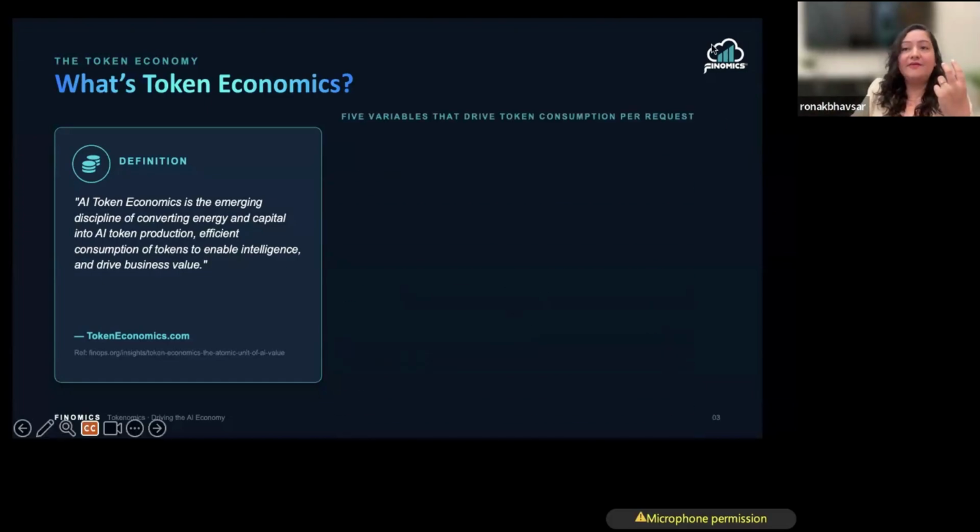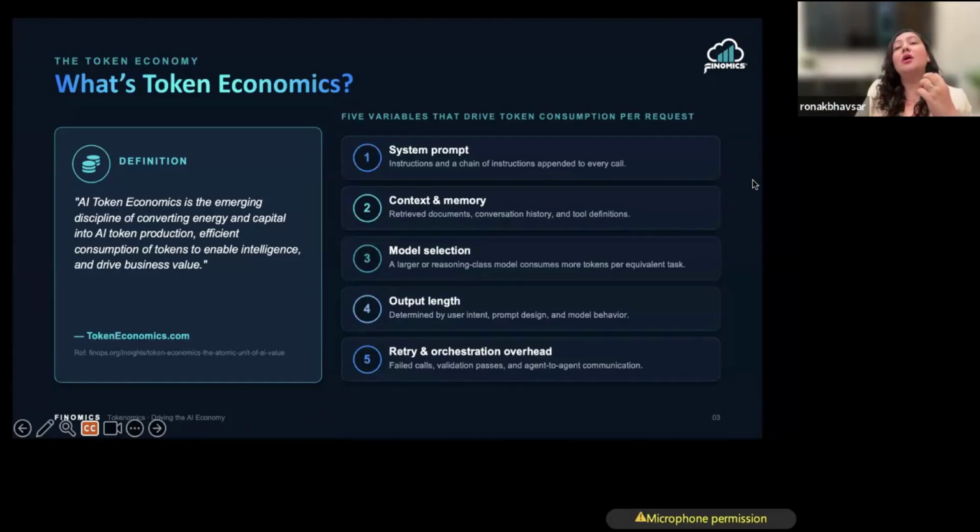So there are different variables that drive token consumption. We'll break it down so it is very easy to understand what happens whenever you are sending a request, and how this whole token economics plays out. You are sending a simple prompt. You're creating a simple prompt instruction. You're telling your AI, hey, I want to write this code. This is my problem statement. Go ahead and do that.